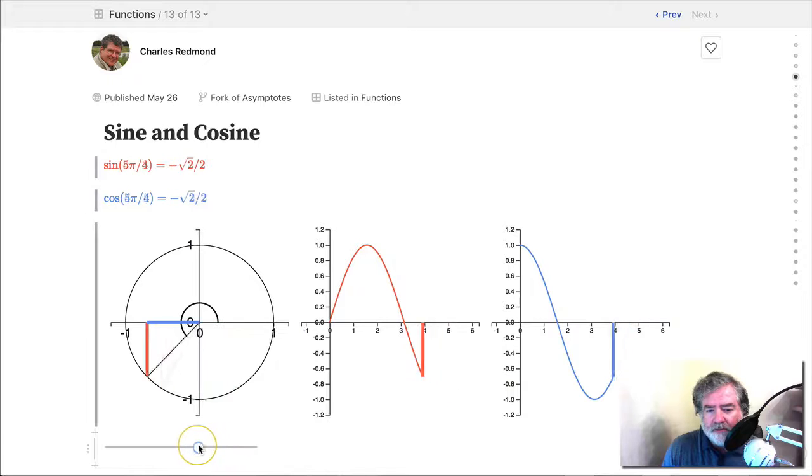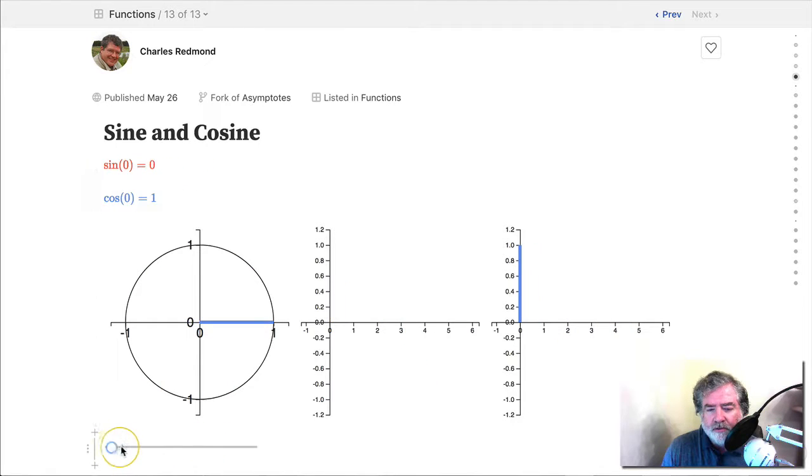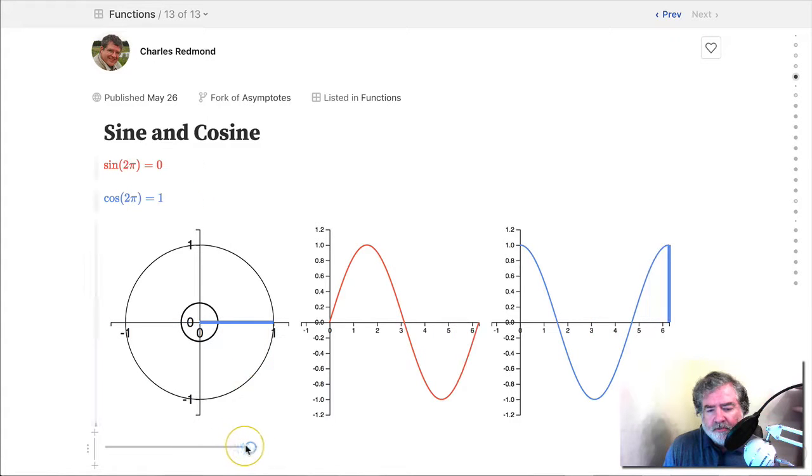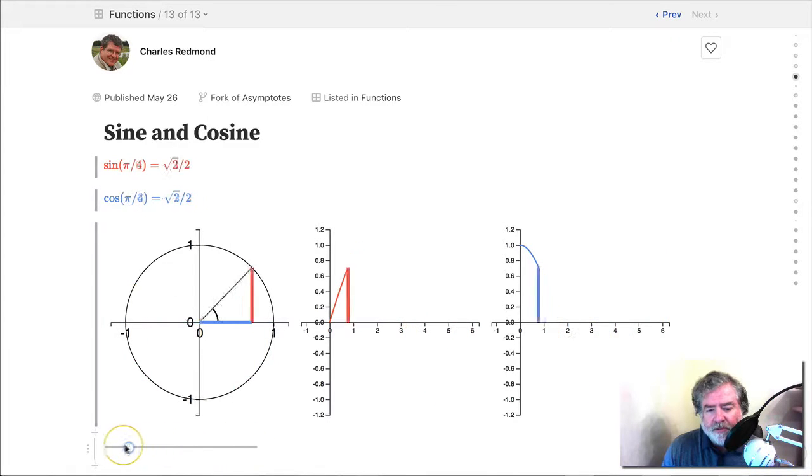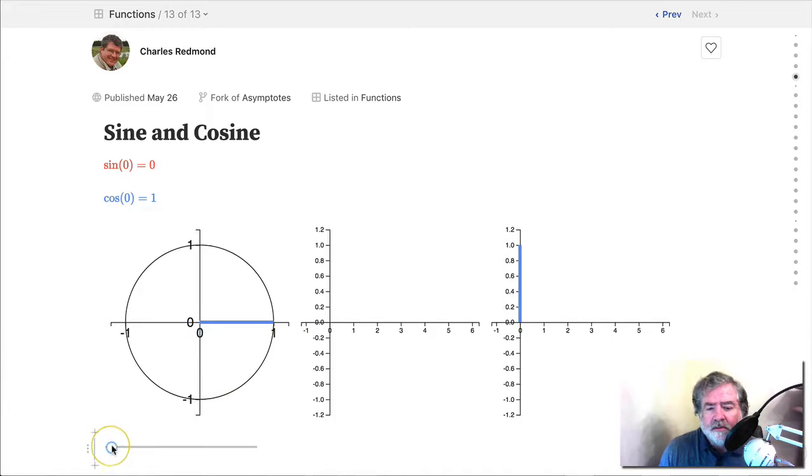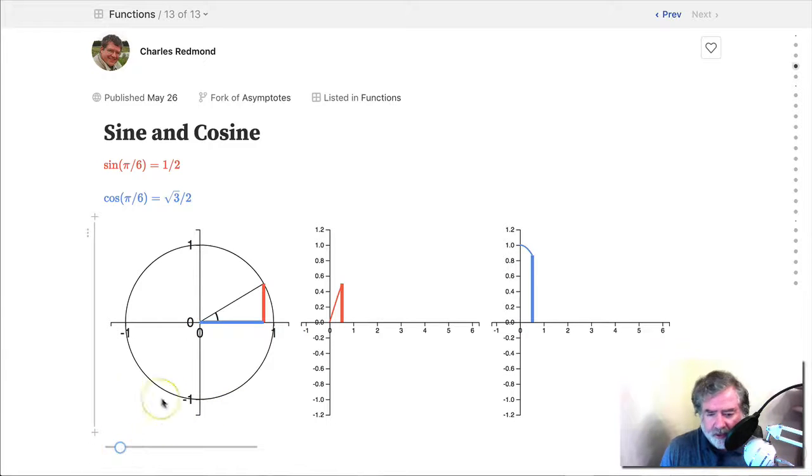So I think that's a really useful visualization for both teachers and students when they are trying to come to grips with understanding some trigonometry, and sine and cosine in particular.